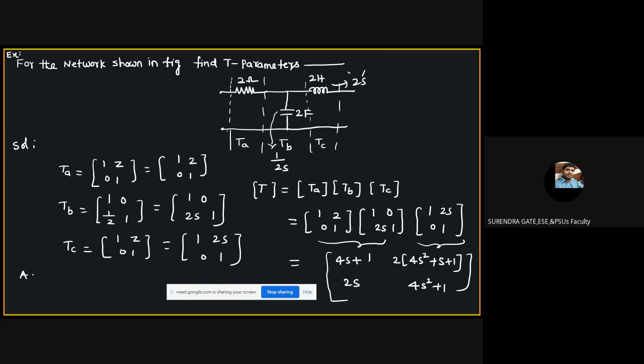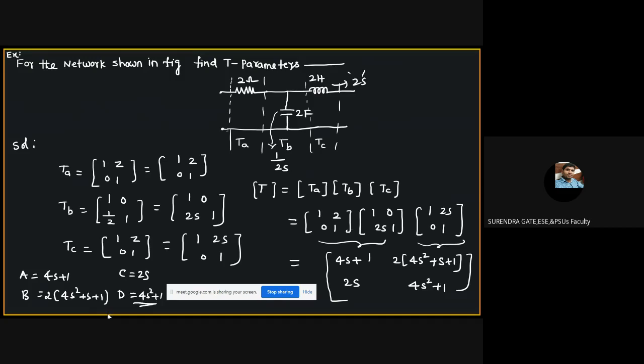Then what is A equal to? 4S plus 1. What is B equal to? 2 into 4S square plus S plus 1. What is C equal to? 2S. What is D equal to? 4S square plus 1. Okay, this is the calculation of the ABCD parameters.